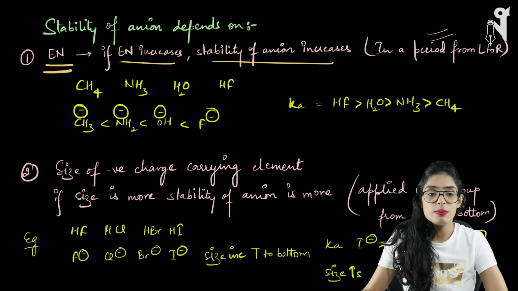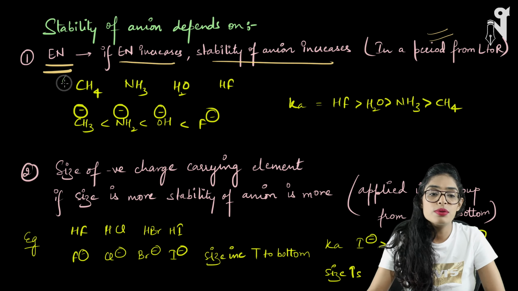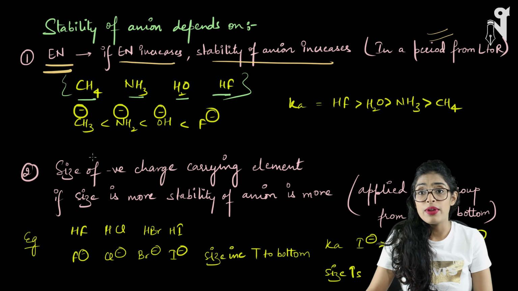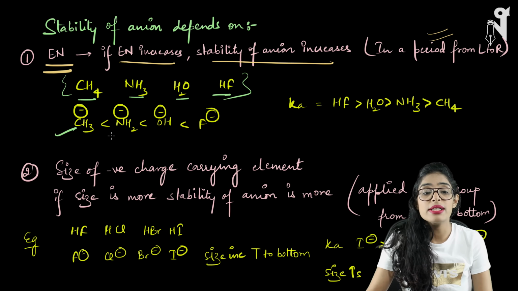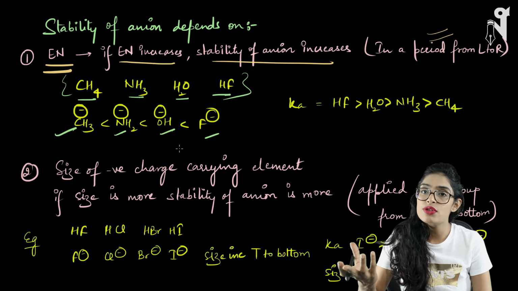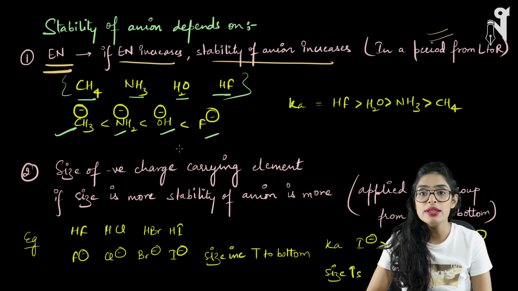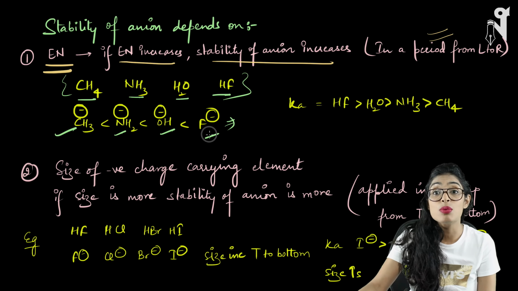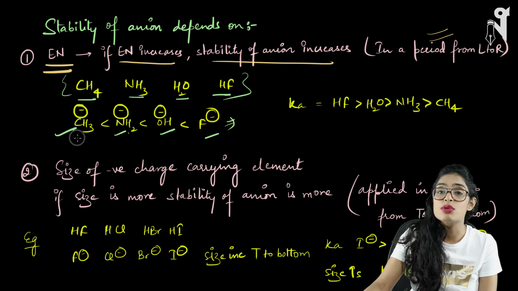What exactly does this mean? Let's say I have four compounds: CH4, NH3, H2O and HF, and I want to form their conjugate bases. They will be CH3 minus, NH2 minus, OH minus and F minus. Now I have to compare which is the better acid, so I will see the stability of the conjugate base. The more electronegative the atom, the more stable the anion. F minus has the maximum electronegativity, hence it is the most stable anion. Then comes OH minus, then NH2 minus, and then CH3 minus.